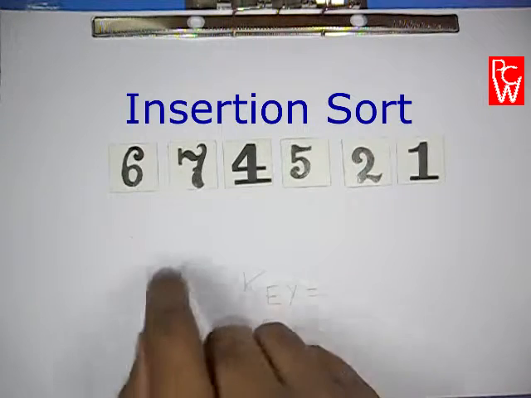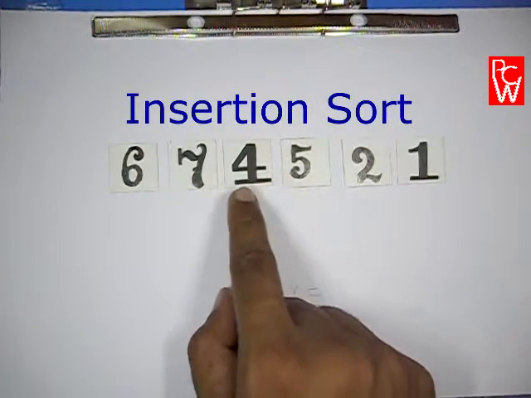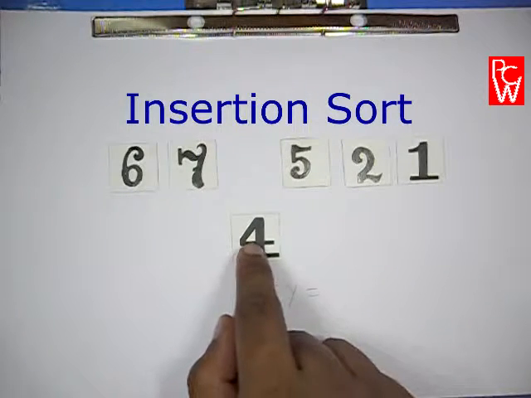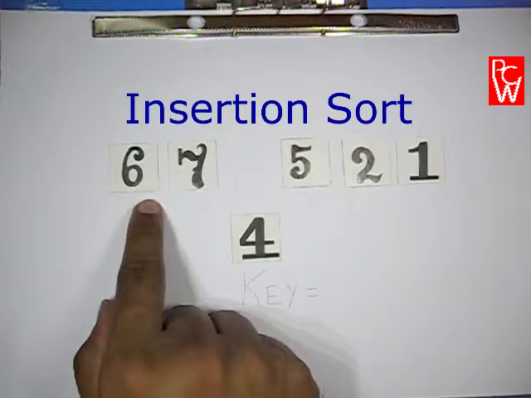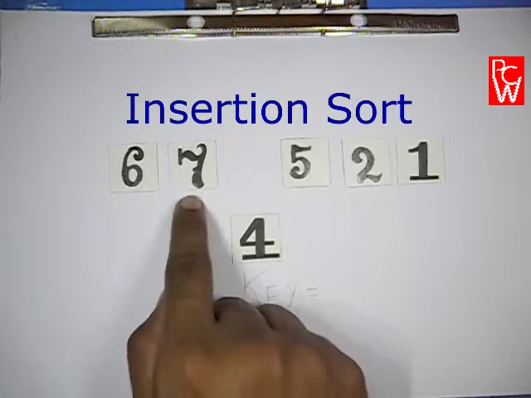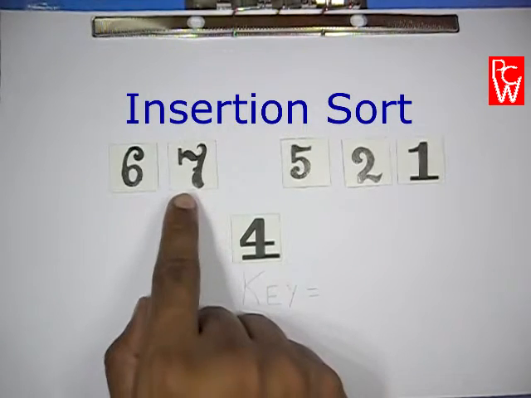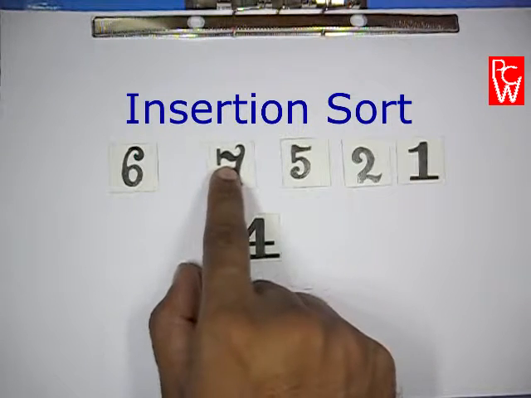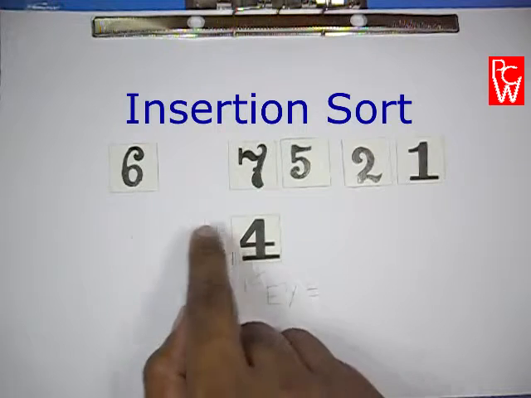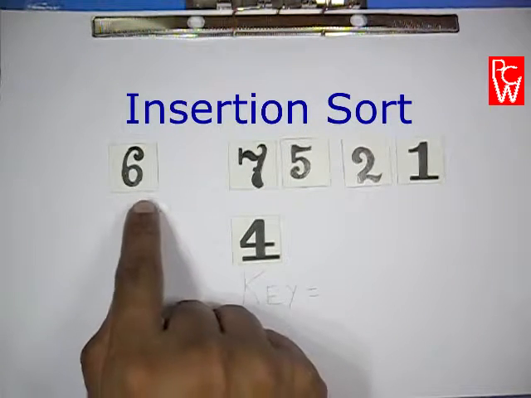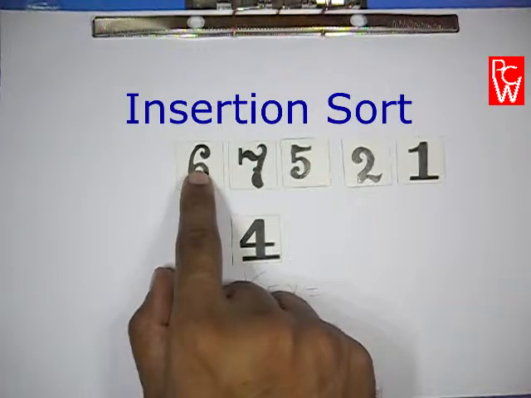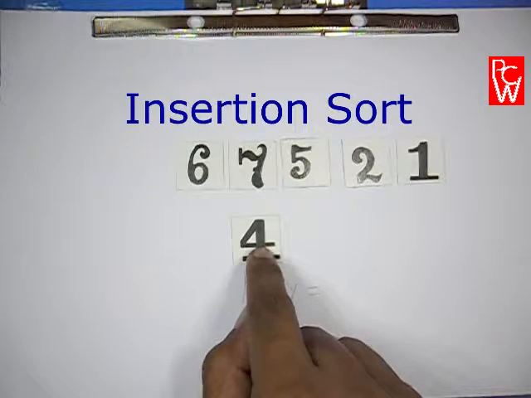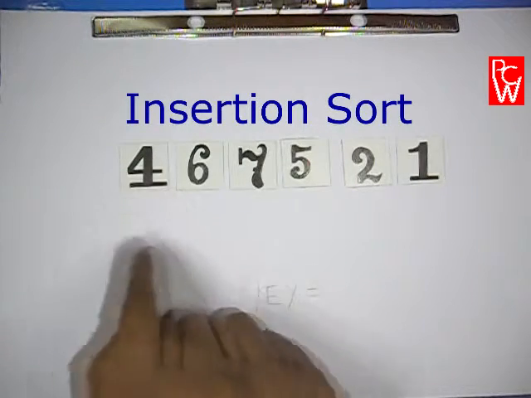Now again, for the second time, we will take our next key element, that is 4, and we will compare 4 with its left hand side elements. 4 is less than 7, so the key element is less than the element present on the left, so shift this element towards right. Now again we will compare 4 with 6. Again 4 is less than 6, we will shift towards right. Again there is no more element left, so we will put 4 in the first position.